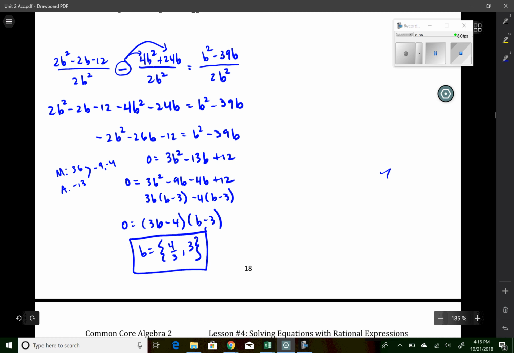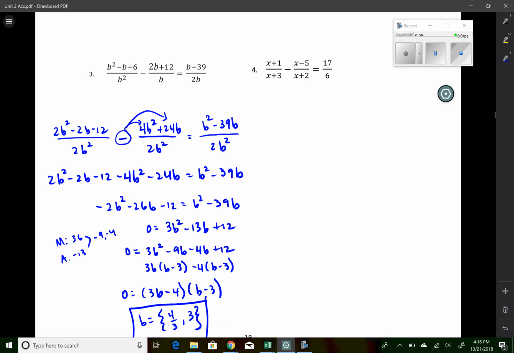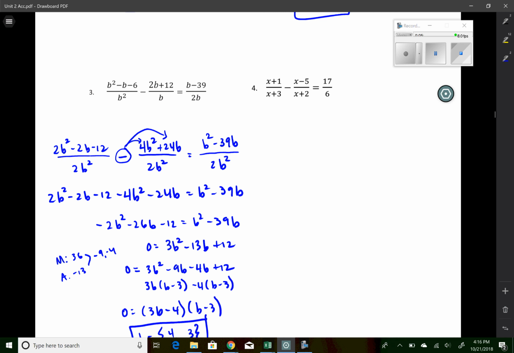Both of those are good because neither of them make the denominator undefined. Let's move on to the next one. So the next one, the common denominator here is going to become 6(x plus 3)(x plus 2).